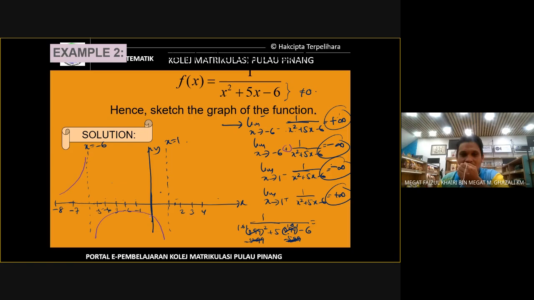So just imagine that the graph intersects the y-axis, which means that x equal to 0. 0 squared plus 5 times 0 is 0, and then 1 divided by negative 6. So this is negative 1 over 6. And then when x approaching to 1 from right, the graph is positive infinity. Something like this.